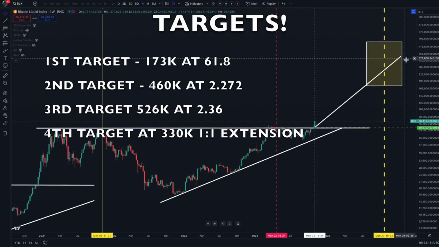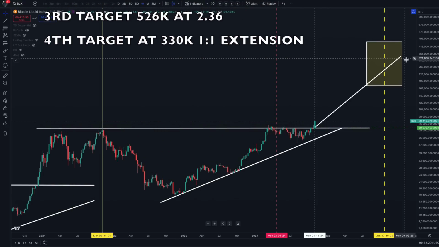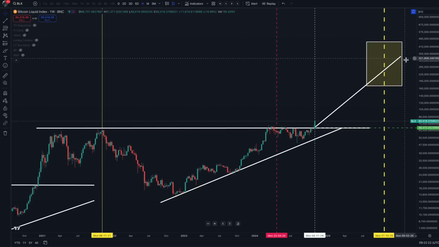At the end of the day, nobody has a crystal ball, nobody knows the exact number. But what we can always do is elicit information, deduce the information from the charts, because it's always giving us a clue as to where the price is heading.